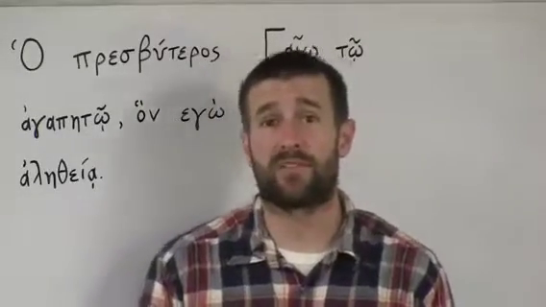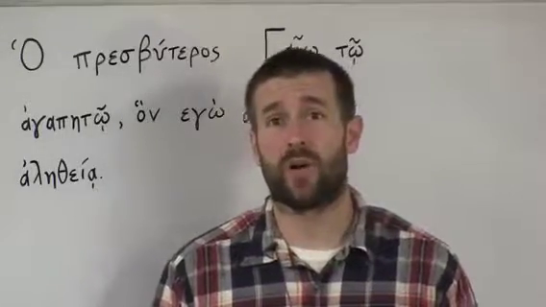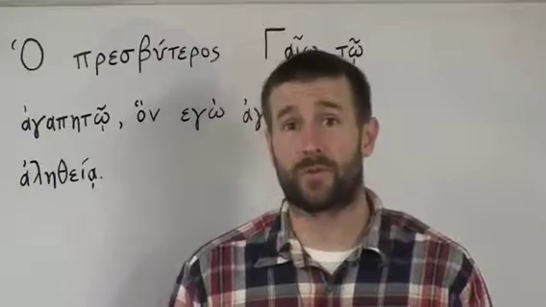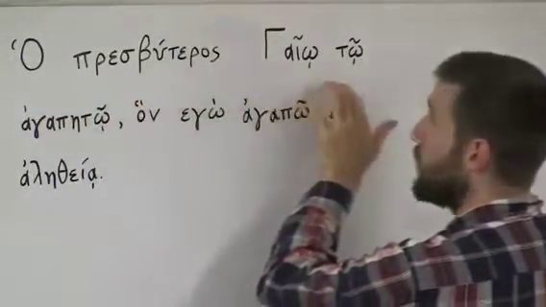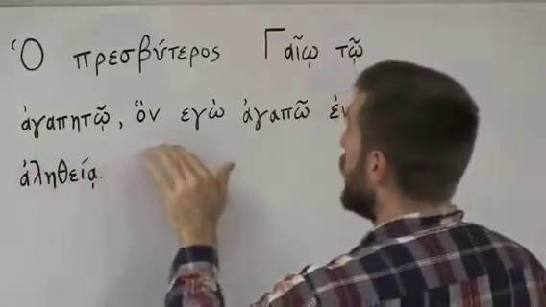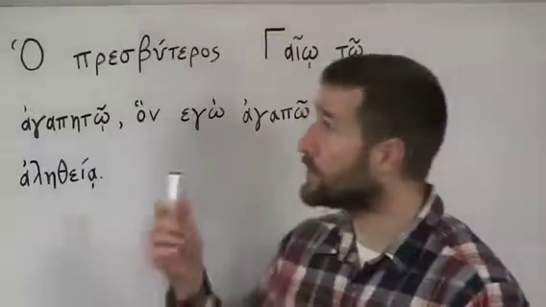Today I want to talk about 3 John, verse number 1. In English, this verse says, "The elder unto the well-beloved Gaius, whom I love in the truth." In Greek, this is "O presbyteros Gaio to agapito, on ego agapo en aletheia." All right, now let's go through this word by word.